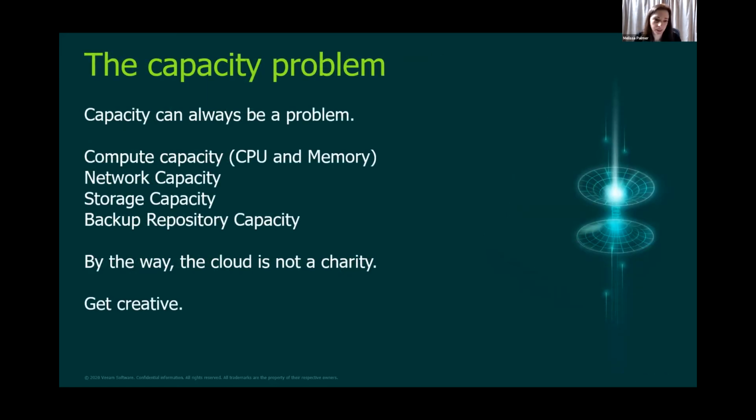So, the capacity problem. Yeah, capacity is almost always going to be a problem for you. In almost every case, you need to make sure you have capacity for a restore or failover or what have you, right? Especially if you're keeping everything on-prem. If you're going to a second data center, you need to make sure you have enough compute capacity, network capacity, storage capacity, backup recovery capacity. And by the way, the cloud's not a charity. You could say, hey, we're just going to go to the cloud and have at it, we want to get out of the game. It's not going to be free.